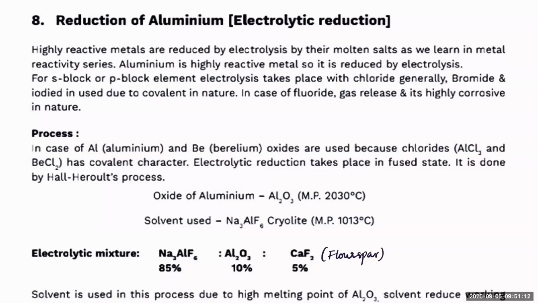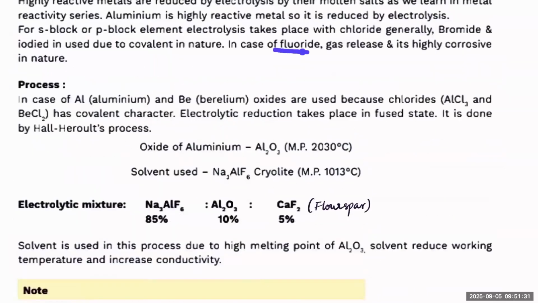So aluminium is also a highly active metal, so it is reduced by electrolysis. For s and p block elements, usually electrolysis in their chloride, bromide, or iodide form is more used. In the fluoride form, a gas is released and it's highly corrosive in nature. That's why usually we do not use fluoride that easily.